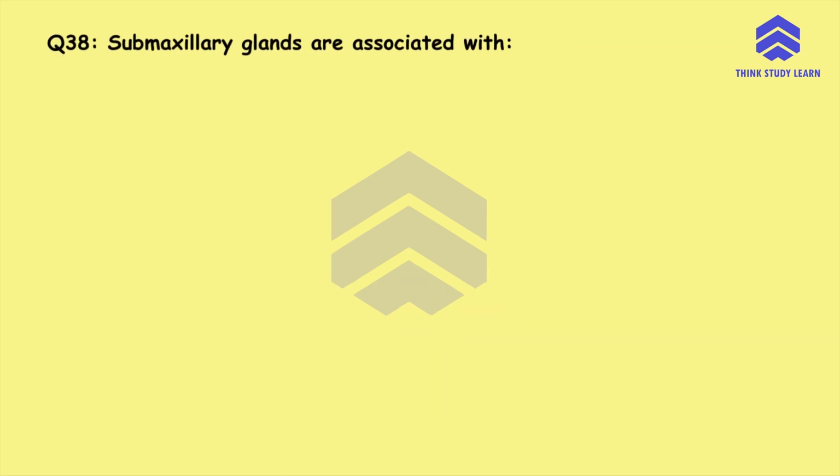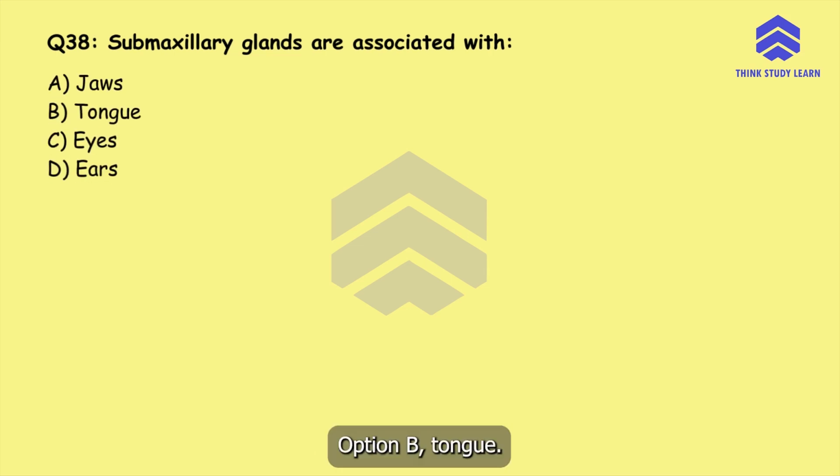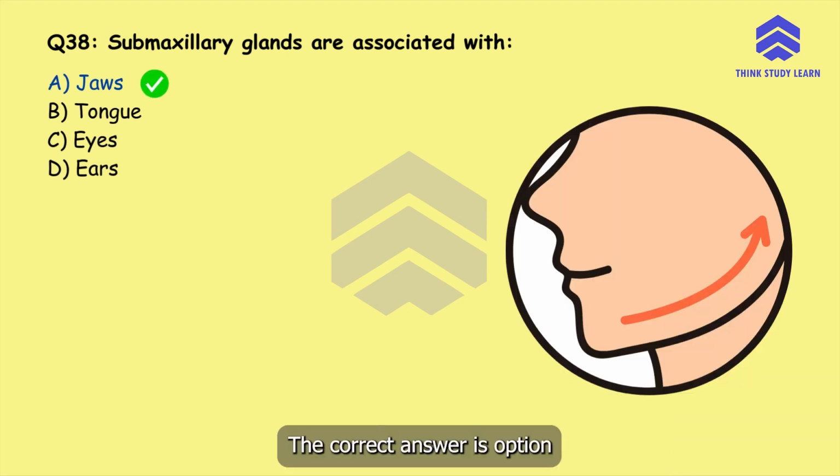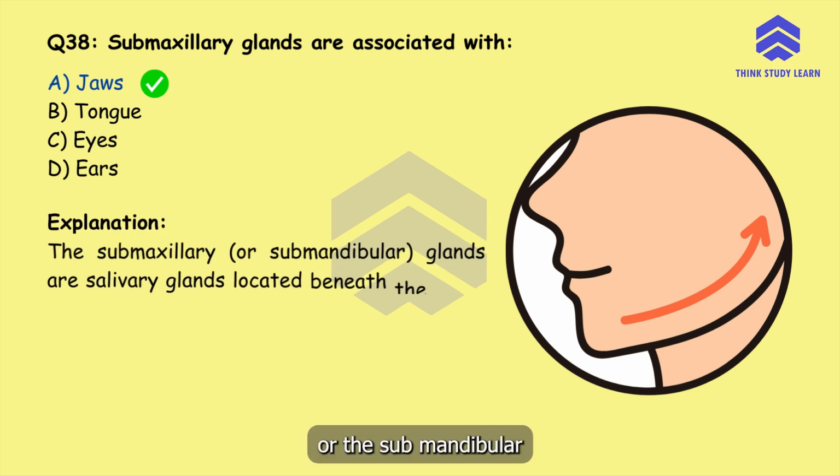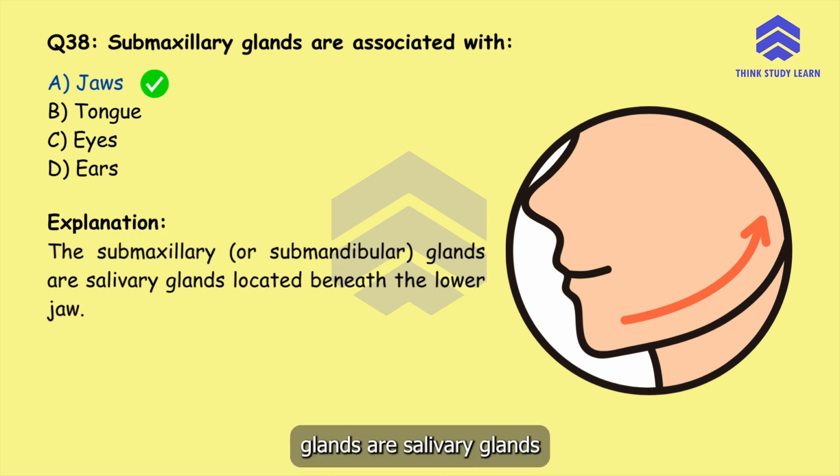Question number 38. Submaxillary glands are associated with option A, jaws, option B, tongue, option C, eyes, or option D, ears. The correct answer is option A, jaws. The submaxillary or the submandibular glands are salivary glands located beneath the lower jaw.